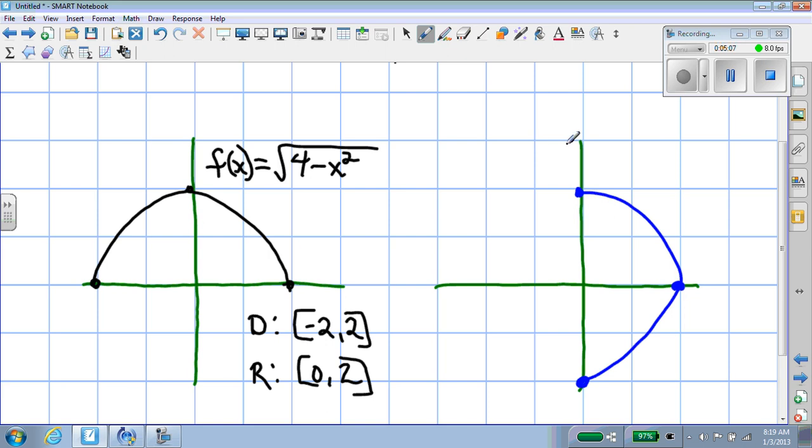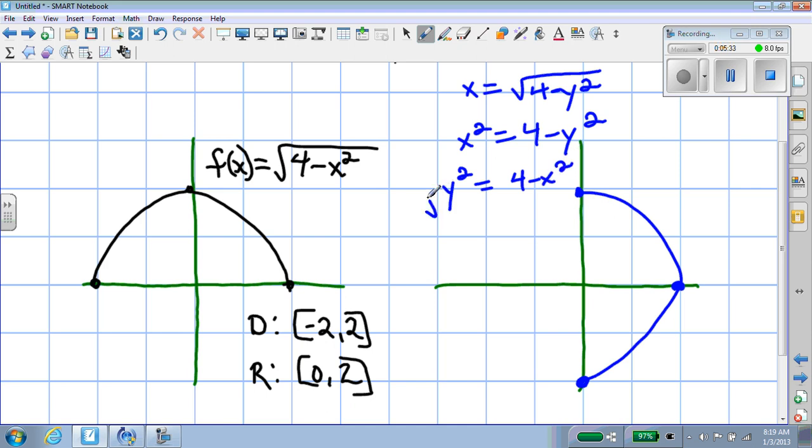If I were to find it algebraically, let's see, x equals the square root of 4 minus y squared. So square both sides. X squared equals 4 minus y squared. I'm going to add y squared and subtract x squared. So y squared equals 4 minus x squared. And square root both sides. So y equals plus or minus the square root of 4 minus x squared.